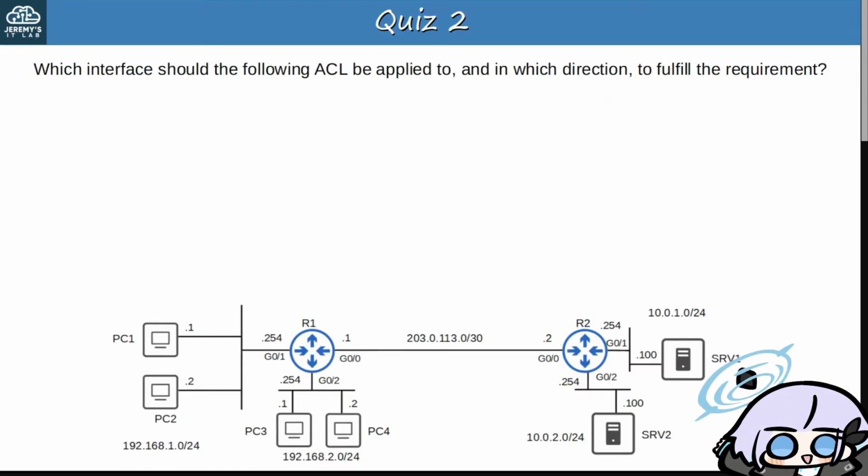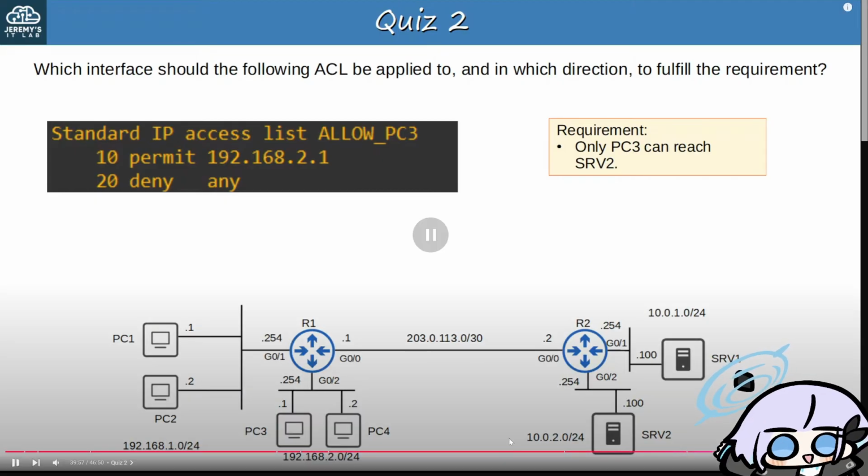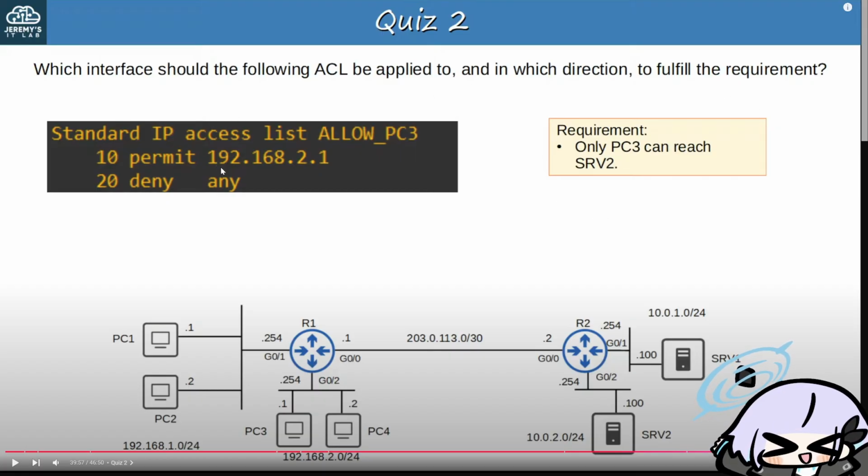Which interface should the following ACL be applied to, and in which direction to fulfill the requirement? Here's the ACL, and here's the requirement. Pause the video to think about your answer. Okay. Only PC3 can reach server 2. So this is PC3's IP address 192.168.2.1, and then denies everything else. We don't really need this, but that's not the question. So we have to place this on server 2's interface, which is R2's G0/2. Inbound or outbound?